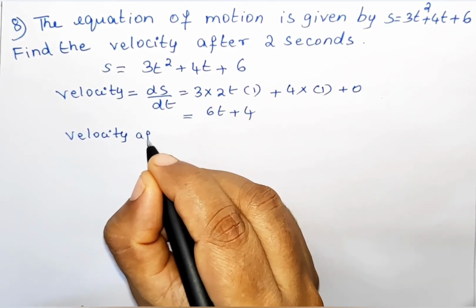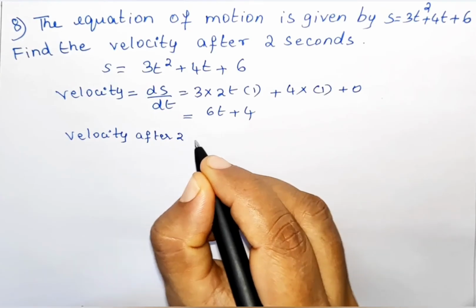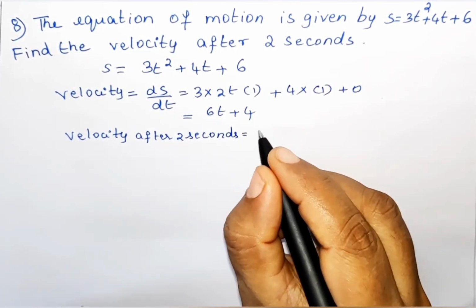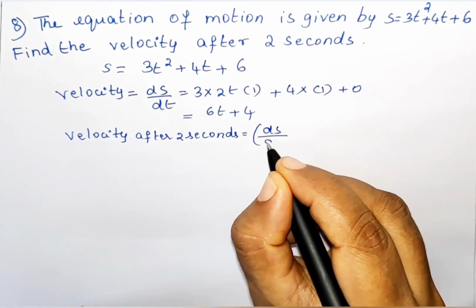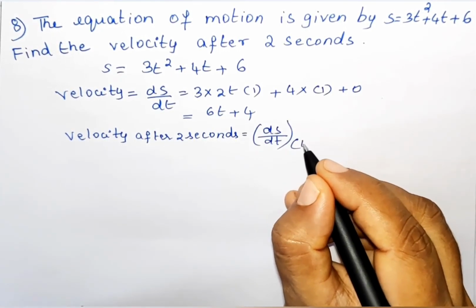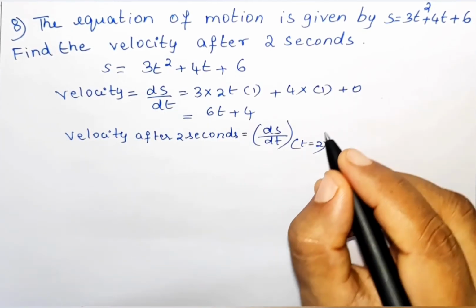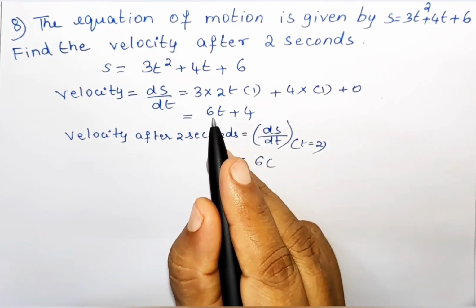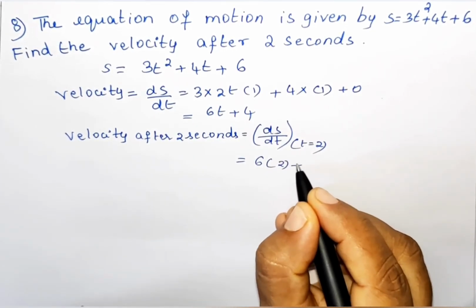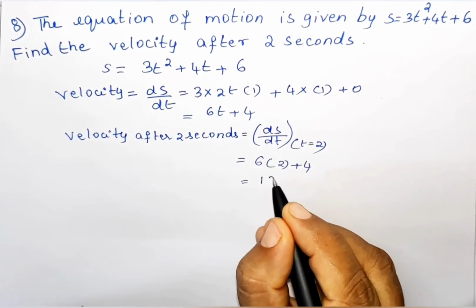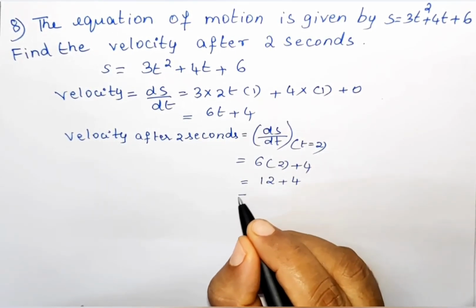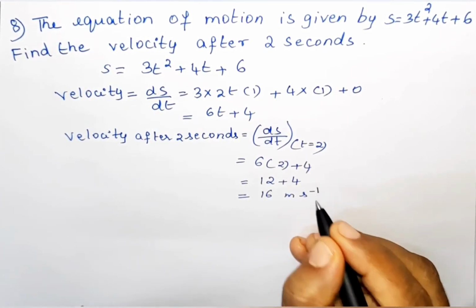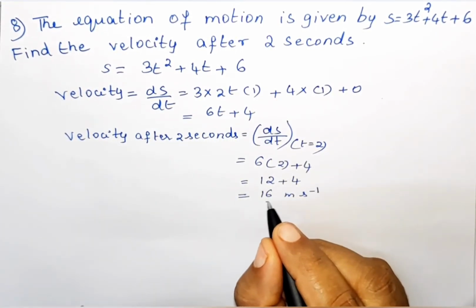Now we have to substitute to find the velocity after 2 seconds. So we write ds/dt at 2 seconds, that is after 2 seconds, ds/dt at time 2 seconds. So wherever there is t, we have to substitute 2 here. So this becomes 6 into 2 plus 4. 6 into 2 is 12. 12 plus 4 is equal to 16. So 16 meter per second is the answer.